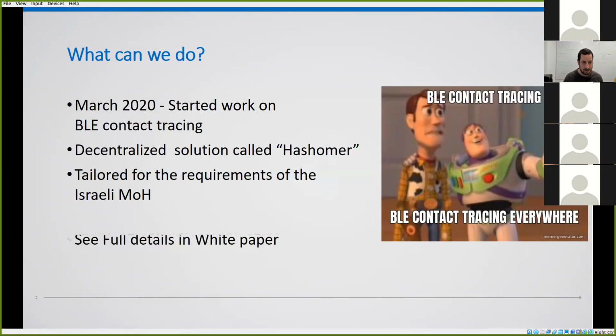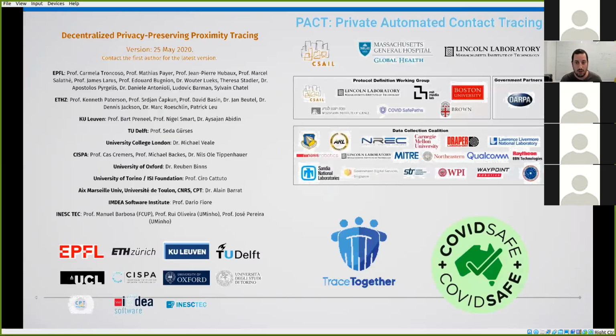Ashomer is, in rough translation from Hebrew, called the keeper, which is a wordplay on the name of the app that was made by the Israeli Ministry of Health, which is called the Protector. And you can again see the full details in the white paper. They are not very important for this talk. And again, there were a lot of other groups all around the world doing basically very similar things, and we try to learn from them as much as possible. But as we will see, we feel that there are specific things that we want to tailor to the needs of the Israeli Ministry of Health and the State of Israel.